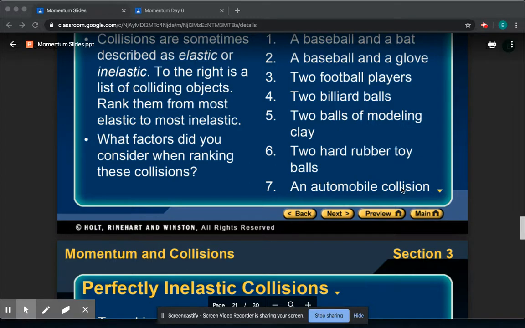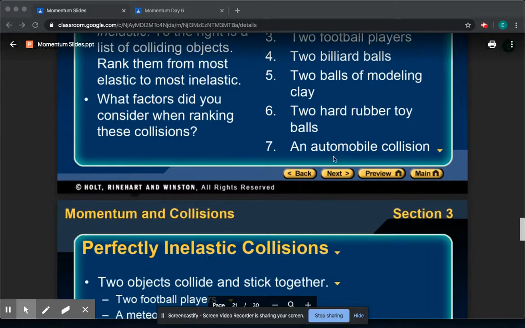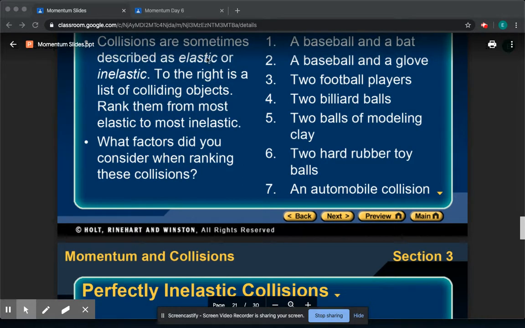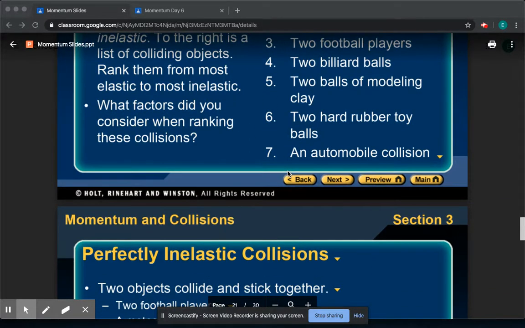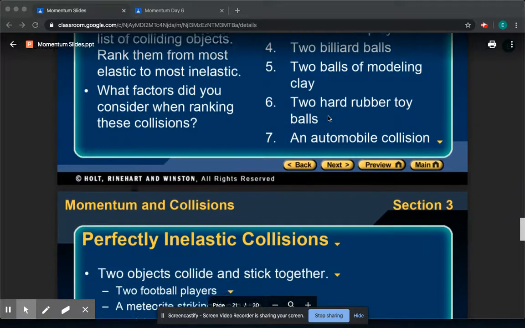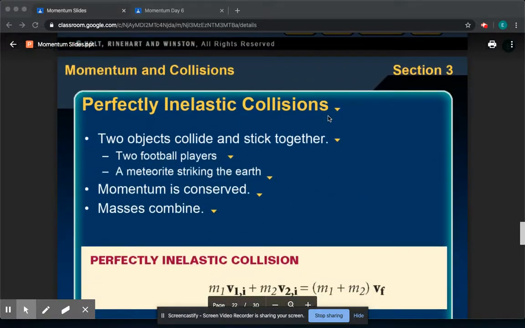And then you have a car accident, an automobile collision. This one is more realistic in the sense that no collision is ever going to be 100% elastic or 100% inelastic. You're always going to have a combination of both. In an automobile collision, you have some elastic and inelastic properties. Obviously, when you collide, the cars are going to crumble together and stick for a little bit, but then you might get a little bit of bouncing off. So in all collisions, you're going to have a little bit of both. You're never going to have 100% of one or the other.